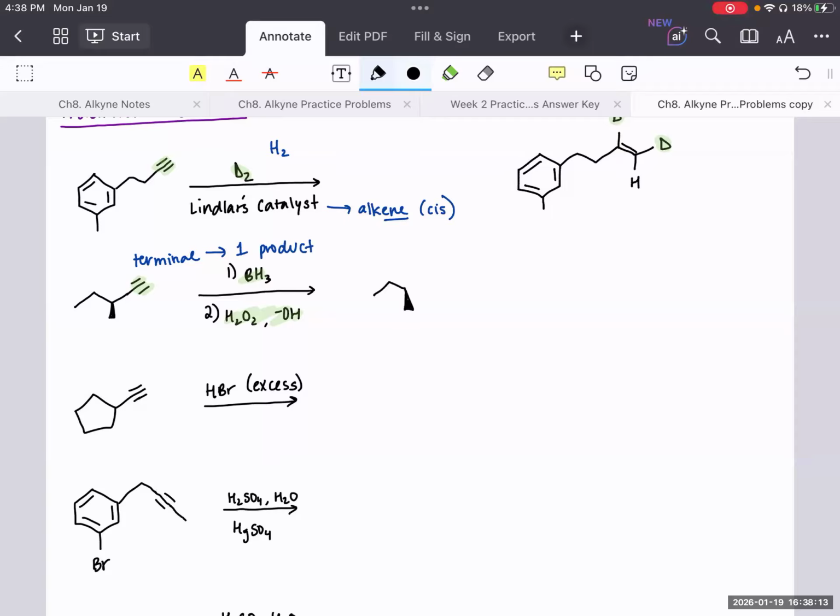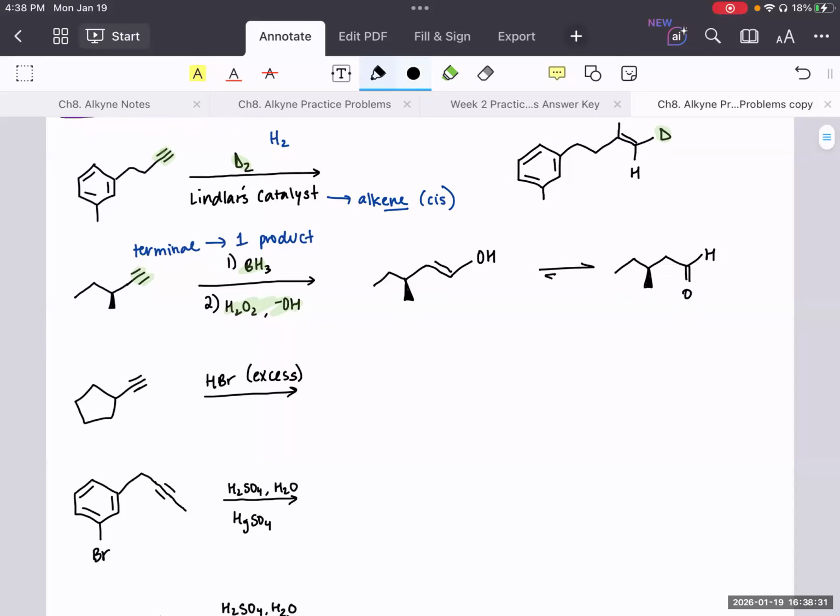And I'll draw in that enol that we'll get first. So here, the first part of the reaction will be this, and then that will be converted to the aldehyde as the final product. And so here, this will be our final product for this reaction.